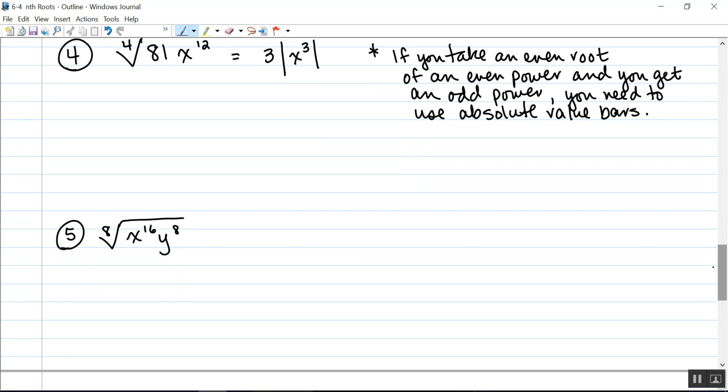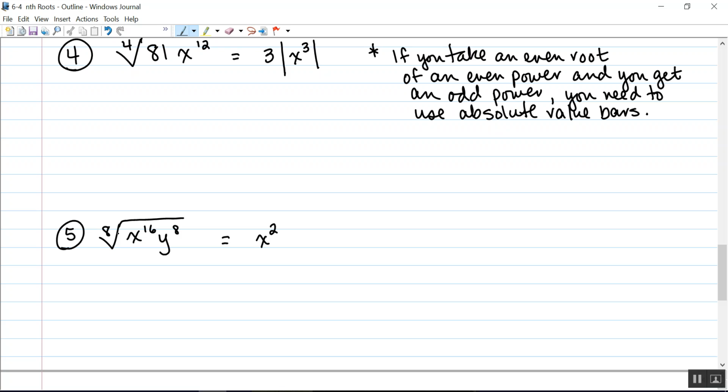And let's take a look at this one here. So I have the 8th root of x to the 16th power, y to the 8th power. So dividing, that's going to give me x squared. Okay, so do I need to do bars? No. I took the even root of an even power, and I got an even answer. So no need for bars there.